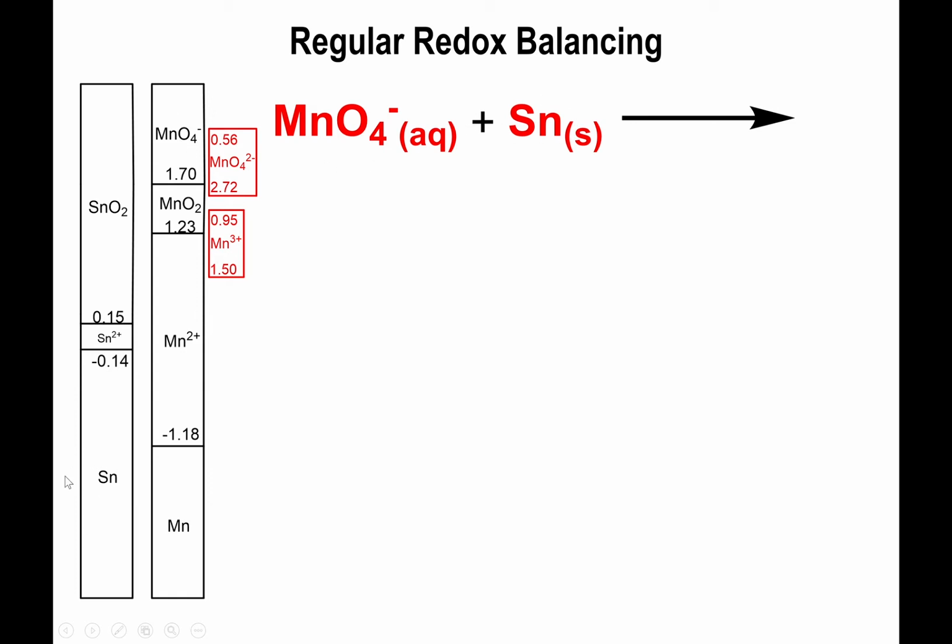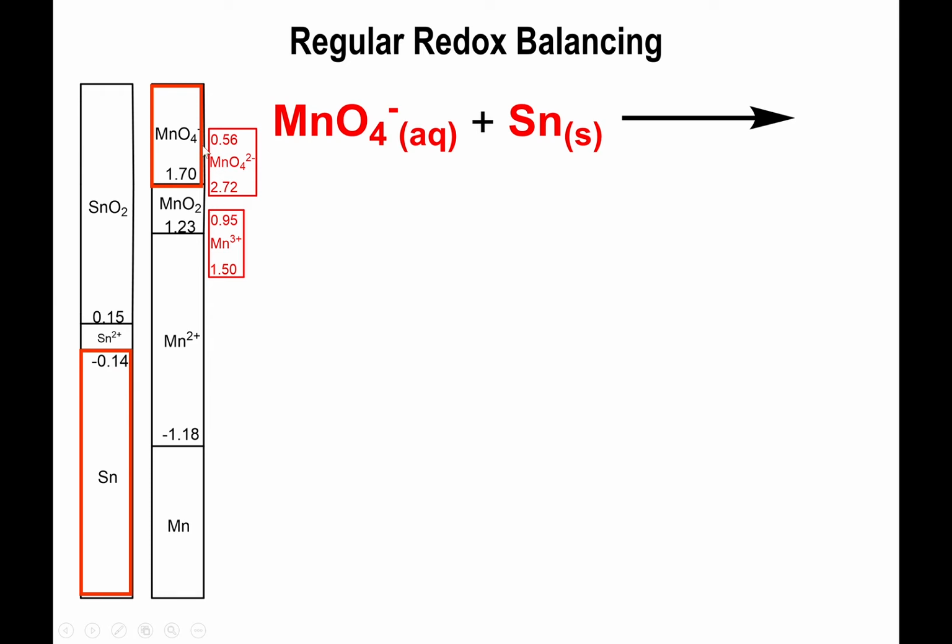So here, once again, we have the possibility for multiple products. So the prediction, unless I give you some extra information, is going to be very difficult for you to determine where you're stopping. But the key idea, once again, is that you have to yield products that will end up overlapping with each other. So for instance, we know that permanganate is going to have to go down in the diagram just to match up with tin, and tin is going to have to go up.